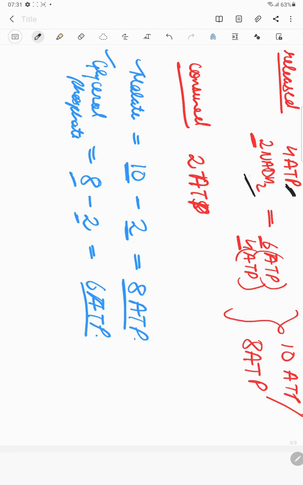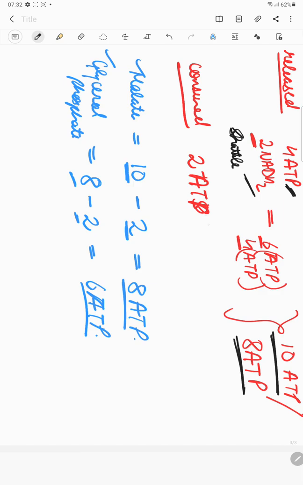I had already told you the story of the 2 NADH2. This depends upon the shuttle system, whether the shuttle is the malate one or the glycerol phosphate one. In the malate shuttle, 1 NADH2 is equivalent to 3 ATP, and in the glycerol phosphate shuttle, 1 NADH2 is equivalent to 2 ATPs. So the release would be either 10 ATPs or 8 ATPs depending upon the shuttle system.